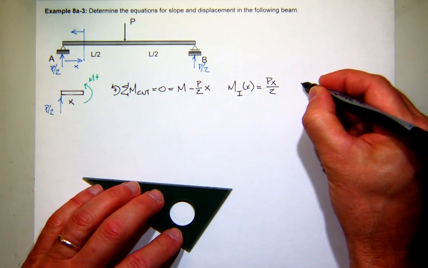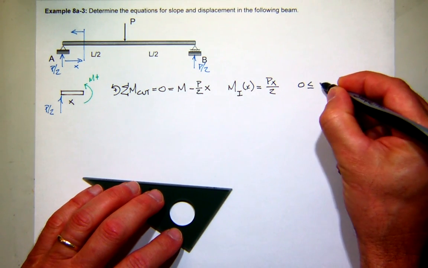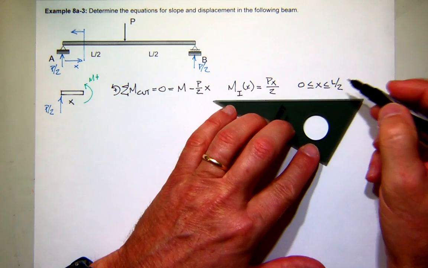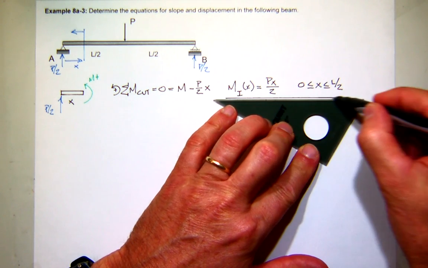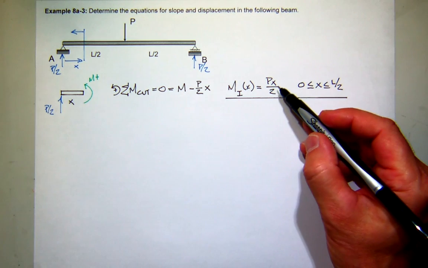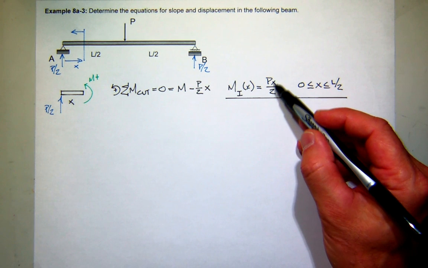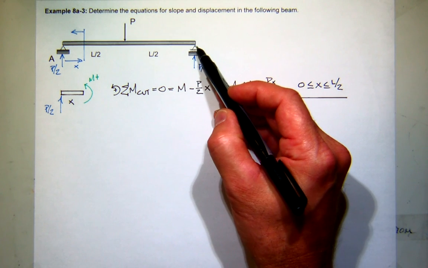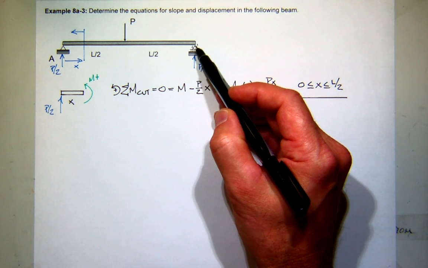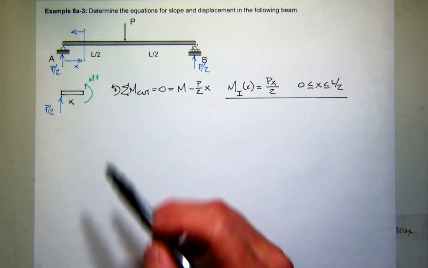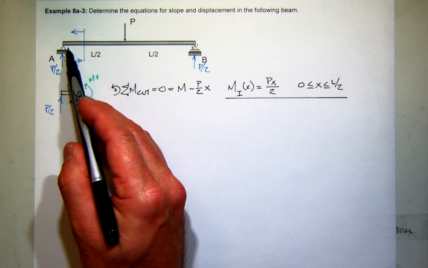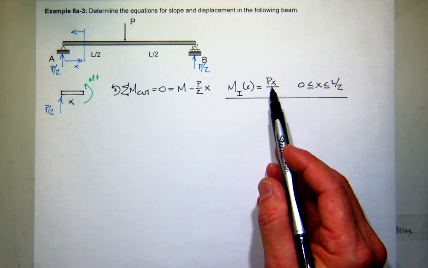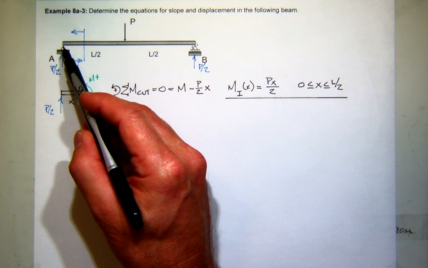Now remember, this is only going to be valid over the first half. Because if I plug in x equal L here, what do I get? I get PL over 2, but at x equal L, what's the moment? 0. So it doesn't work. It does work on the first half of the beam. When I plug in x equals 0, what do I get? 0. So that matches the one place I know there.